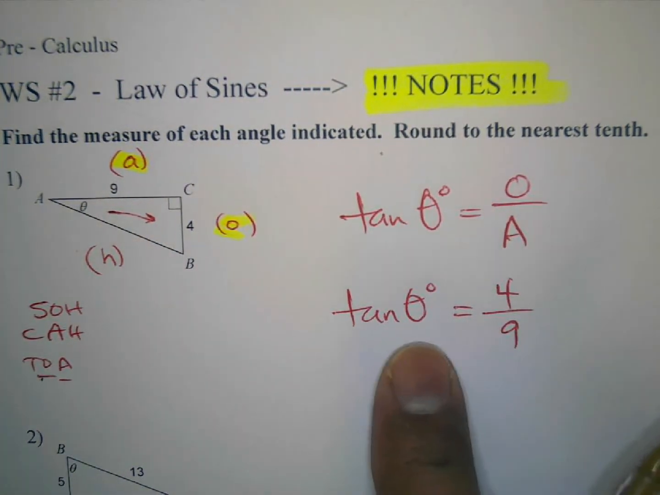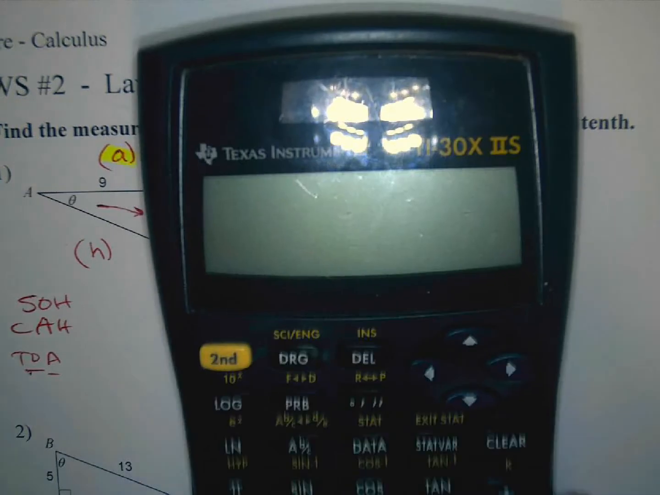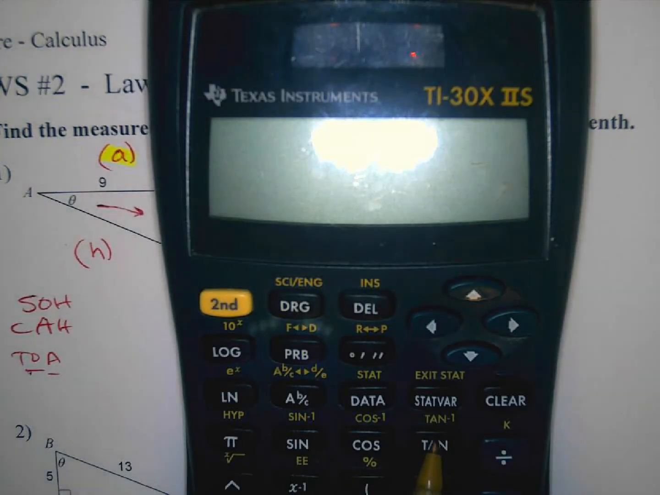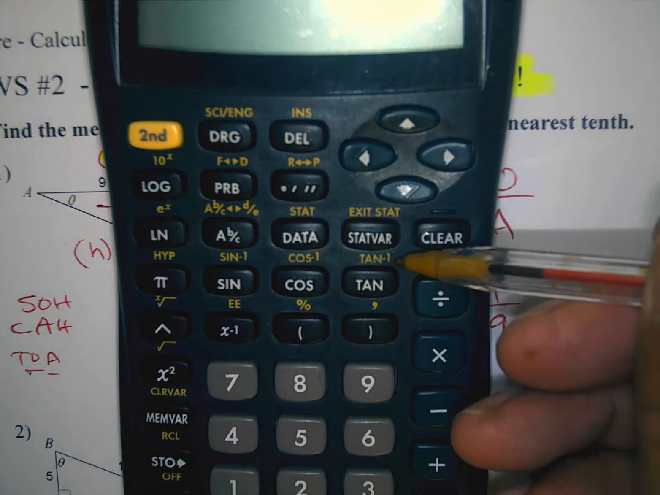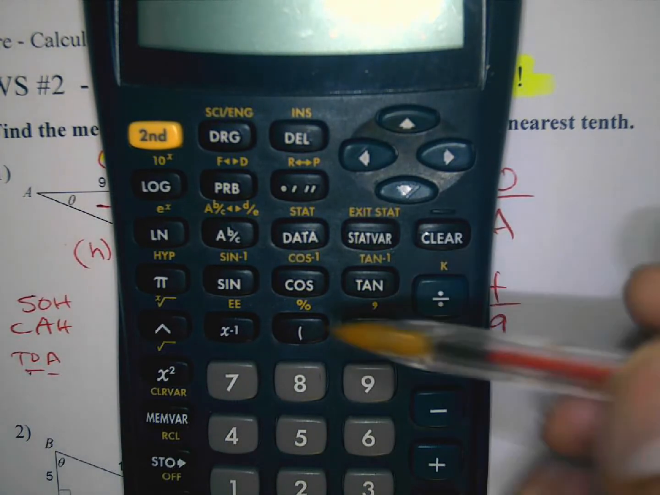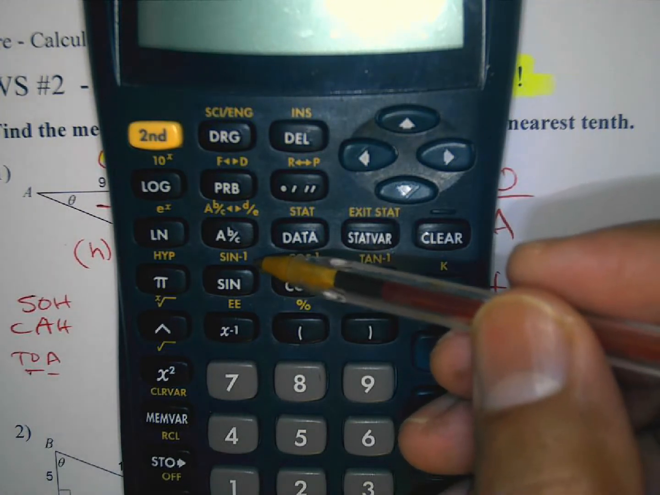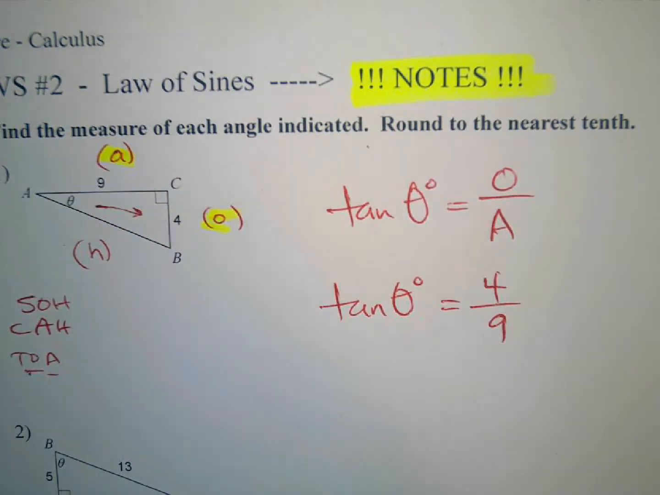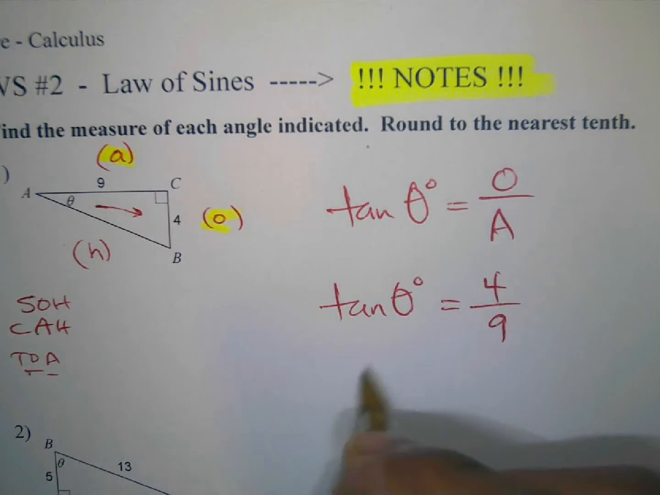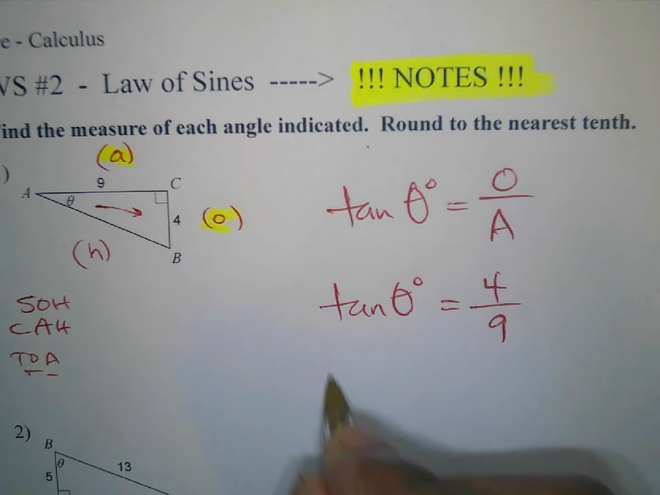And then here's where we have to remember, when you're trying to find the angle measure, that's when you use these inverse function keys. See, this is tangent. The little one in yellow is the inverse key. Cosine, cosine inverse, sine, sine inverse. That's when you use these inverse keys. So essentially what happens is you can't divide by tangent because tangent is not a number, it's a function.